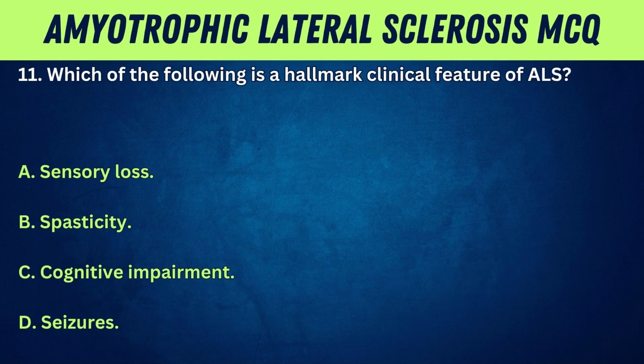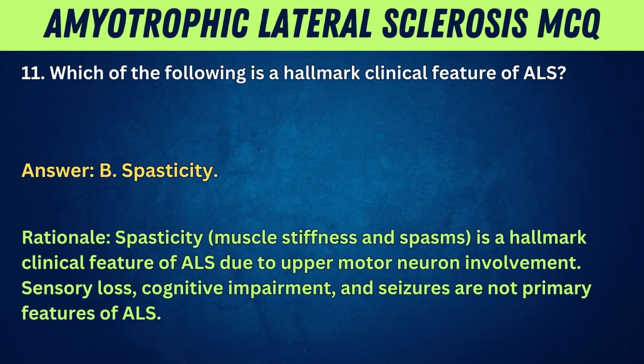11. Which of the following is a hallmark clinical feature of ALS? A. Sensory loss. B. Spasticity. C. Cognitive impairment. D. Seizures. Answer: B. Spasticity. Rationale: spasticity, muscle stiffness and spasms, is a hallmark clinical feature of ALS due to upper motor neuron involvement.